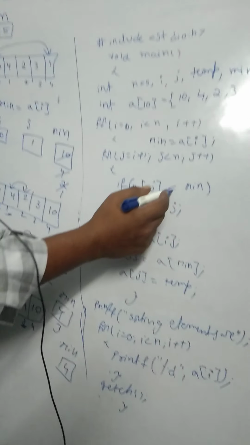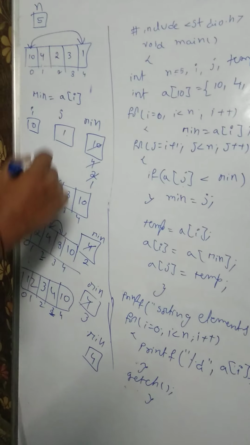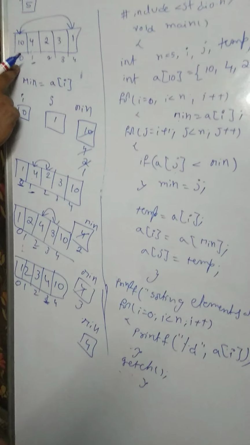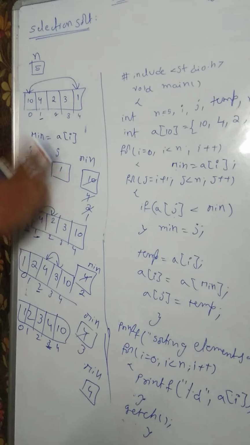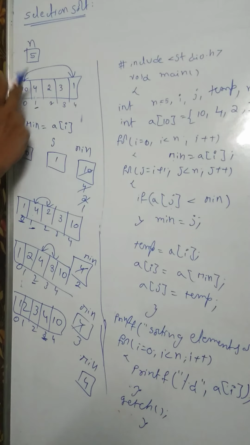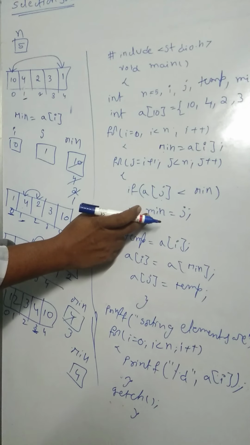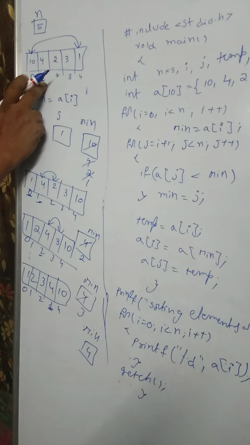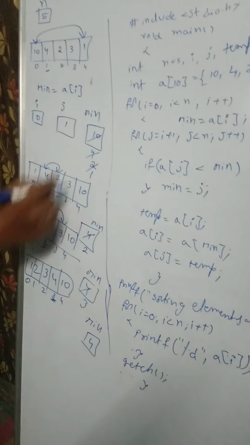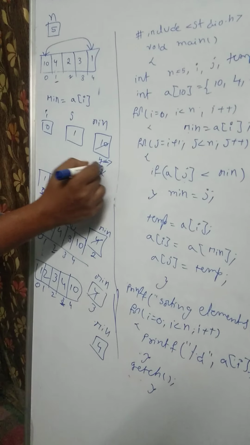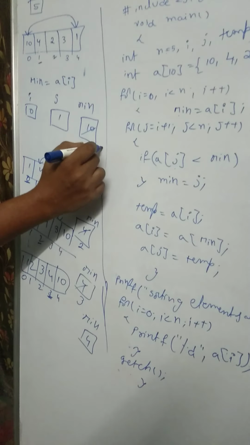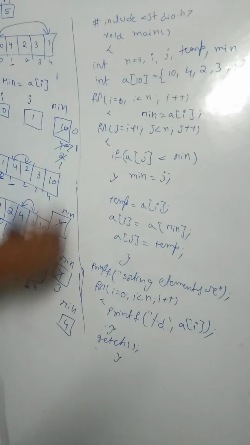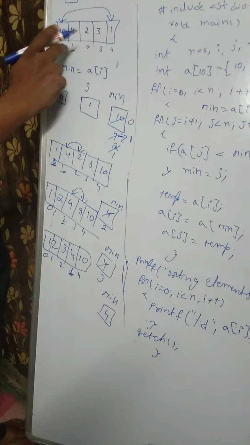If a of j is less than minimum, a of j means a of 1. Is a of 1 less than the minimum value? What is the minimum value? 10. Here 4 is less than 10, so we store that position only. What is the position of j? 1. So the minimum is set to 1. Here I am writing the value, but actually it stores the position. So the position of 10 is 0 and the position of 4 is 1.